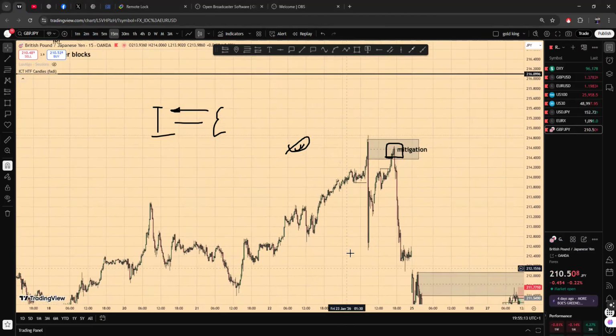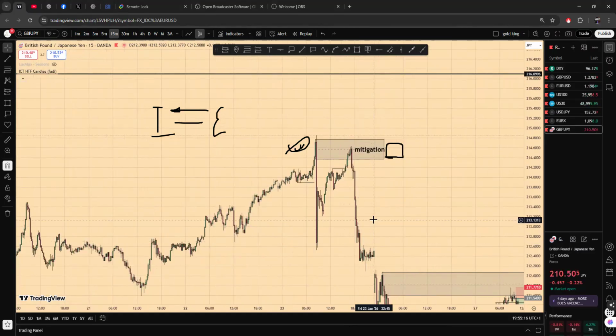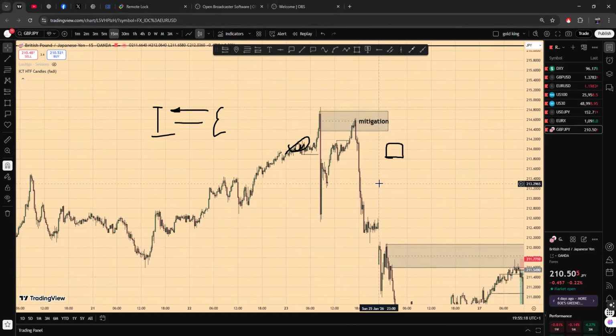So we are not just jumping into the market blindly. We know that, okay, the market needs to go grab internal range liquidity, but then we want the market to show us that this is actually what it wants to do. That's why patience is very important.